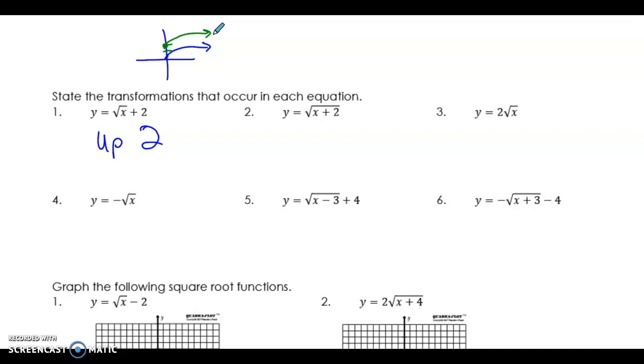All right, I'll do number 6 here. This one has a couple things going on. One thing, we've got this negative out here. So we're going to say reflect across the x-axis.